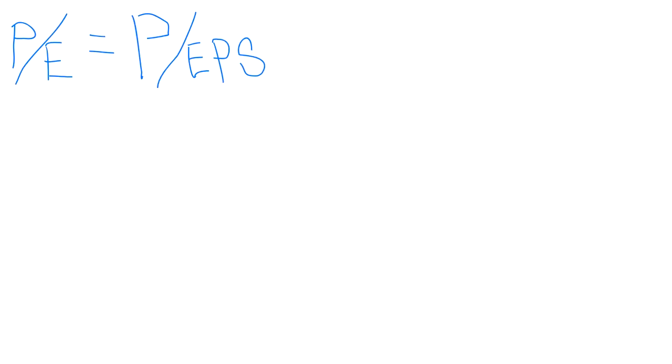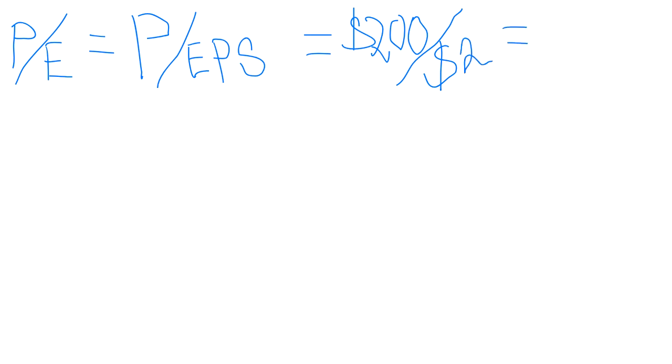Let's think about it. If the price is $200, market price, and the earnings per share is $2, the ratio will be 100. But what does this mean? You can tell easily that you have to pay $200 to buy this stock, but the earnings per share at the end of the year is only $2. So what does this mean? Obviously, it's a very pricey stock, isn't it?